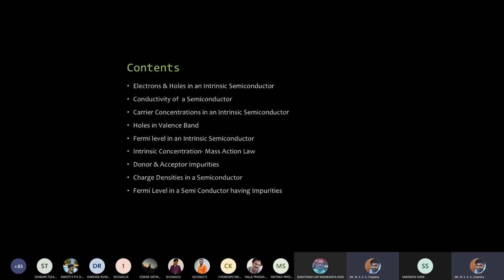I'll briefly give my introduction to the review of semiconductor physics. In this topic you will be covering mostly intrinsic semiconductors and then extrinsic semiconductors. You'll be learning about electrons, holes, and intrinsic semiconductors, then conductivity, carrier concentration, holes in a valence band, the Fermi level, and the mass action law. In extrinsic semiconductors, again you will be dealing with impurities, charge densities, and Fermi levels.